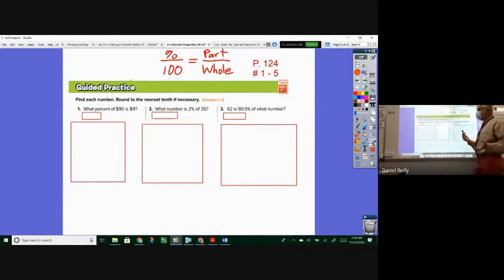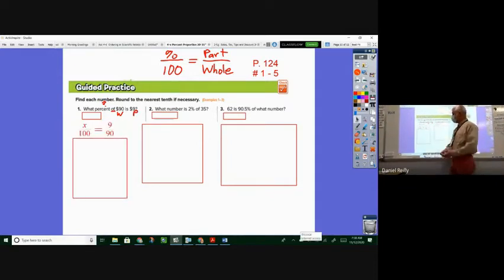So the key is to identify in the problem, what are they giving you? Are they giving you part, whole, or percent? Okay, so what percent of 90 is 9? There's no percent here, so they're not giving you the percent. That's what you're trying to find. What percent? Okay, so that's the question. The 90 we know is the whole because it comes after the word of. The number that comes after the word of is the whole, and that means that 9 will be the part. So I set up my problem. Percent, that's the unknown, over 100 equals 9, the part, over 90, the whole.